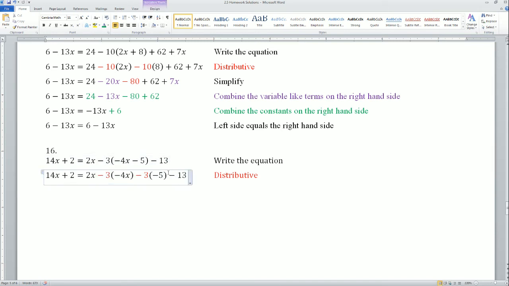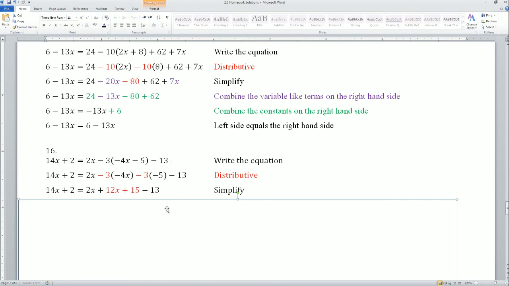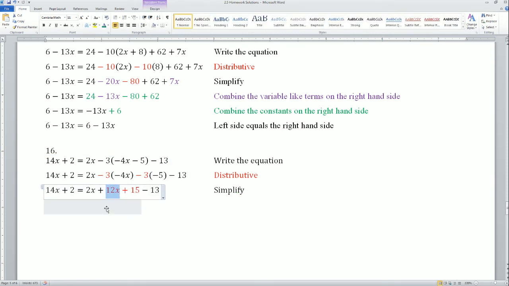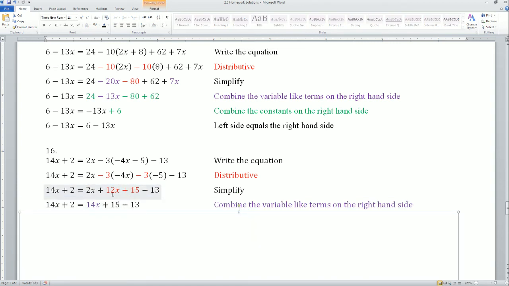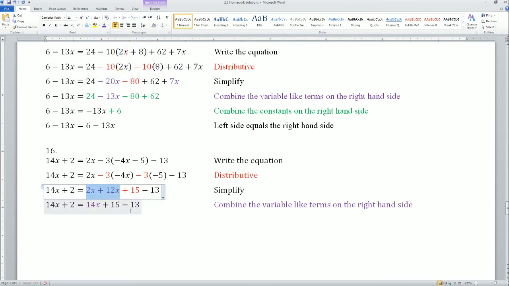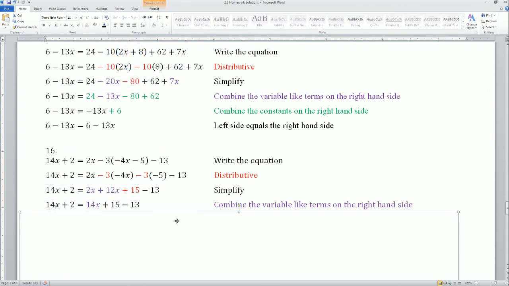That, right here, this whole thing came from the distributive step. Okay? -3 times -4x is positive 12x. -3 times -5 gets you a positive 15. Combine the like terms. So what did I do here? That should be purple. 2x plus 12x is 14x.